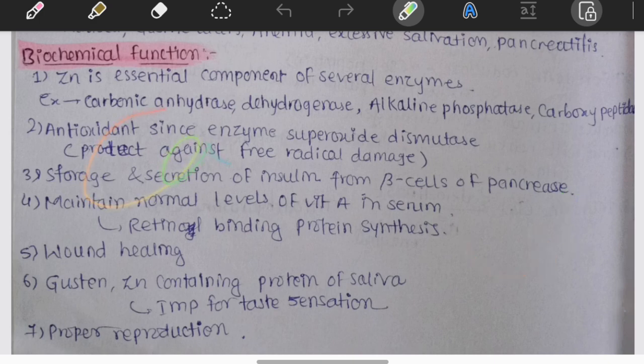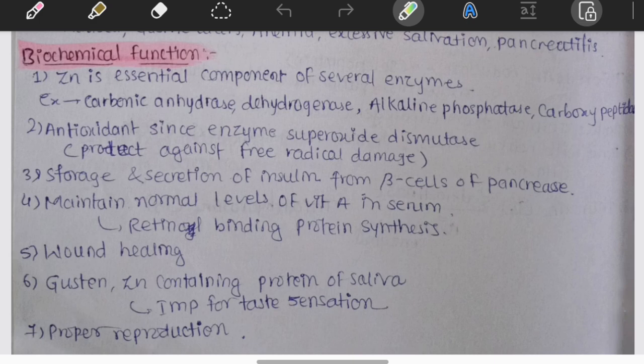Can one mineral also influence another vitamin? Absolutely. Zinc helps to maintain normal levels of vitamin A in the blood. But how? Vitamin A travels in the blood attached to a protein called retinol binding protein, RBP. Zinc is required for synthesis of this protein. Without adequate zinc, retinol binding protein decreases. As a result, vitamin A cannot be transported efficiently. This is why zinc deficiency may indirectly affect vision and epithelial health. No zinc, no RBP, and no vitamin A transport.